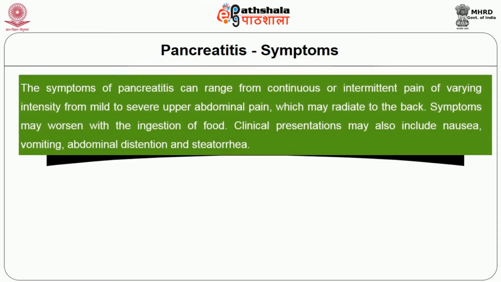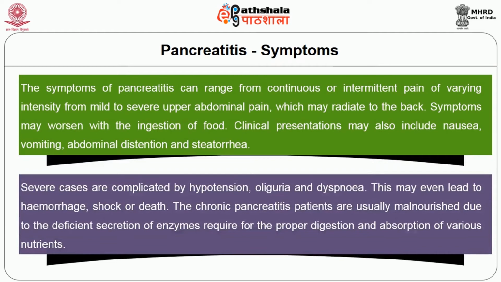The symptoms of pancreatitis can range from continuous or intermittent pain of varying intensity, from mild to severe upper abdominal pain, which may radiate to the back. Symptoms may worsen with the ingestion of food. Clinical presentation may also include nausea, vomiting, abdominal distension, and steatorrhea. Severe cases are complicated by hypotension, oliguria, and dyspnea. This may even lead to hemorrhage, shock, or death.